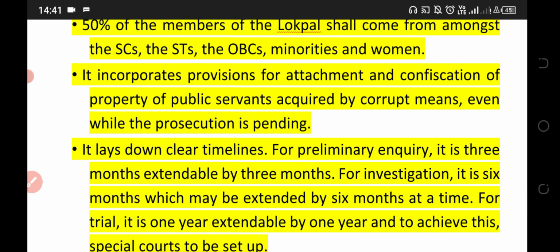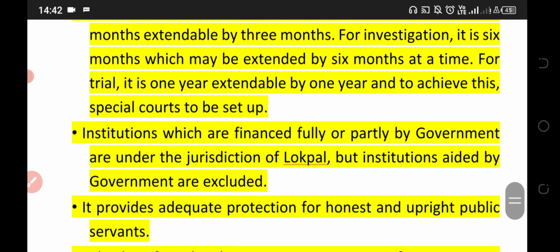It incorporates provisions for the attachment and confiscation of the property of the public servant acquired by corrupt means, even while the prosecution is pending. It lays down clear timelines: for preliminary inquiry, it is 3 months, extendable by 3 months; for investigation, it is 6 months, which may be extended by 6 months at a time; for trial, it is 1 year, extendable by 1 year, and to achieve this, special courts are to be set up.